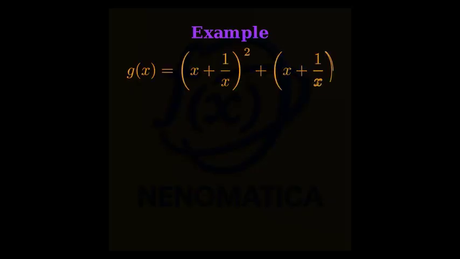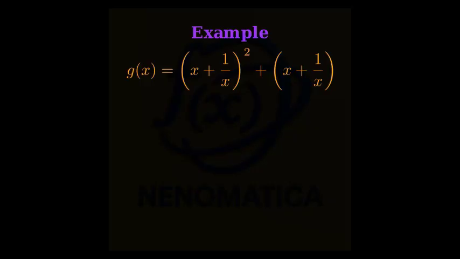Example, we will find the real zeros of the function g of x. The function is g of x equals the quantity x plus 1 over x, squared, plus the quantity x plus 1 over x. Our plan will exactly follow a simple algorithm. Substitution. Solve in the new variable, then back substitute, and check each case.